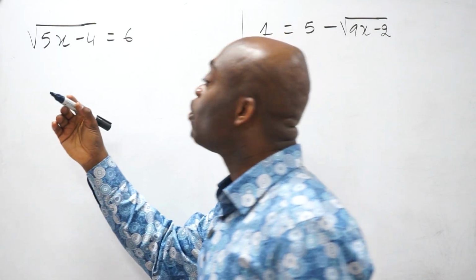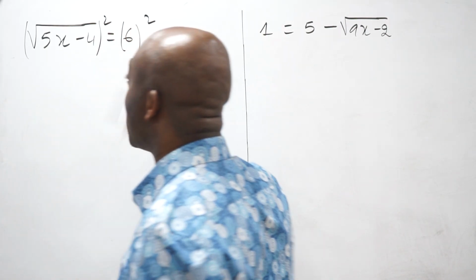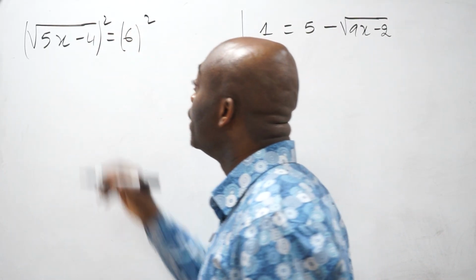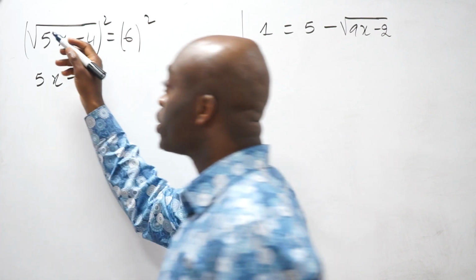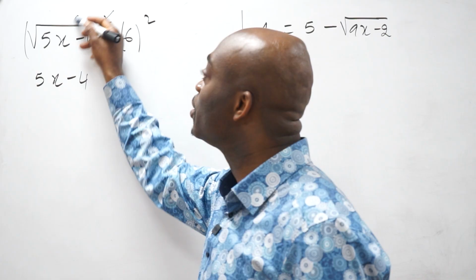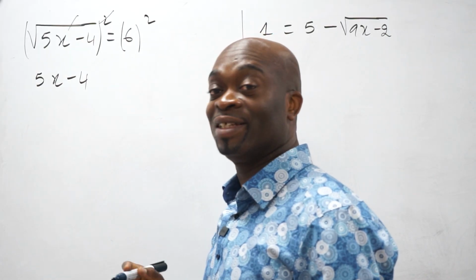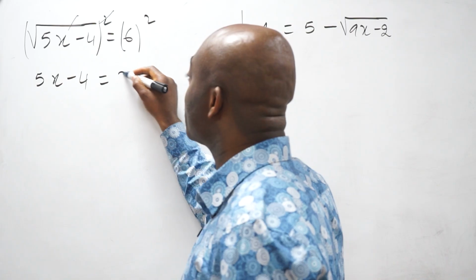Power 2. And whatever we do on one side, ladies and gentlemen, we've got to do the same thing on the other side. So we've got to square this side as well. So we end up with what? We end up with 5x minus 4, because the square and the square root cancel each other. So you end up with 5x minus 4. This is equal to what? 6 times 6 is 36.